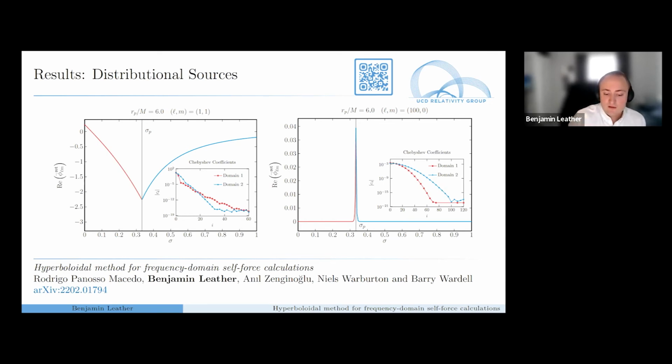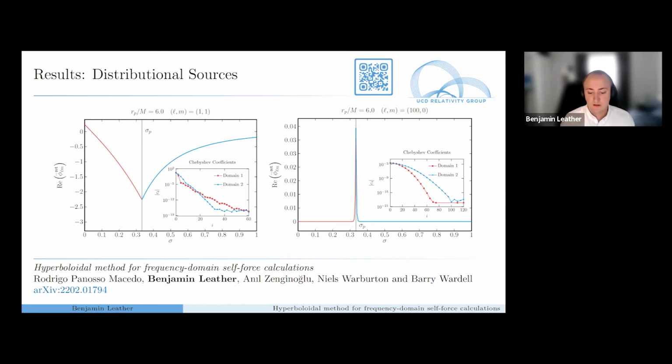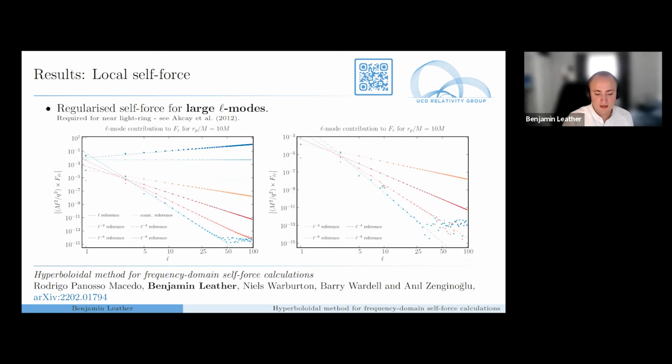And what you see in the right panel is the same fields as the left panel, but for a higher angular mode with a higher spectral resolution, so a higher number of Chebyshev coefficients. You need this higher resolution at higher mode numbers because of the steep gradient that forms around the particle. And you see that even though you have spectral convergence, it's a slower spectral convergence. To further validate our code, we can calculate energy fluxes and the local self-force. We go into more detail in our paper, but here I show you a plot of the l mode contribution to the regularized r component of the scalar self-force for the mode sum and effective source methods.